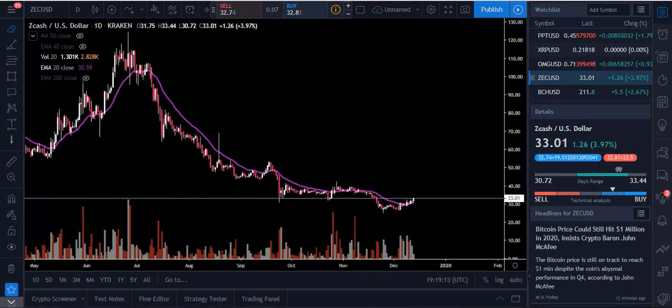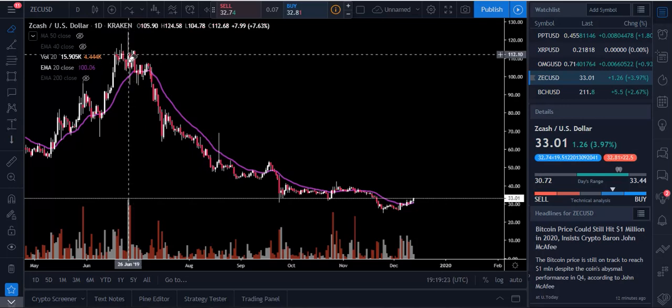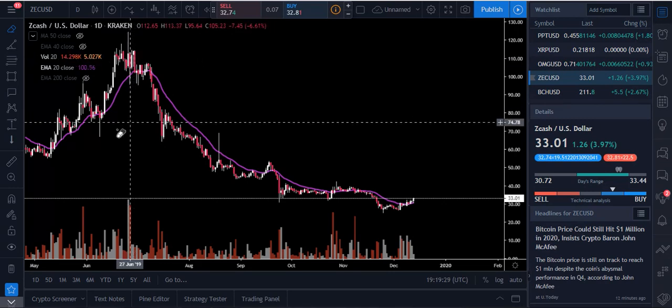So let's dig into this. First of all, when I'm looking at charts or stocks or cryptos, what I want to see is a trend change. And as you can see back here, we started changing this trend from this beautiful uptrend that we had to a downtrend. That started on June 26, 2019.